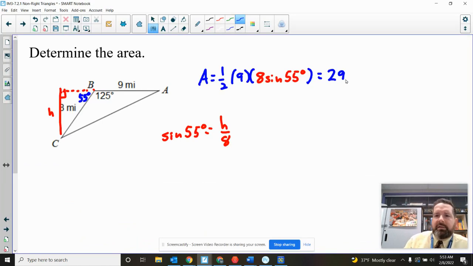Okay, thus endeth our video here. So the big takeaway, just using area as an example of how you can take something that isn't a right triangle and use right triangles to help you work with it.